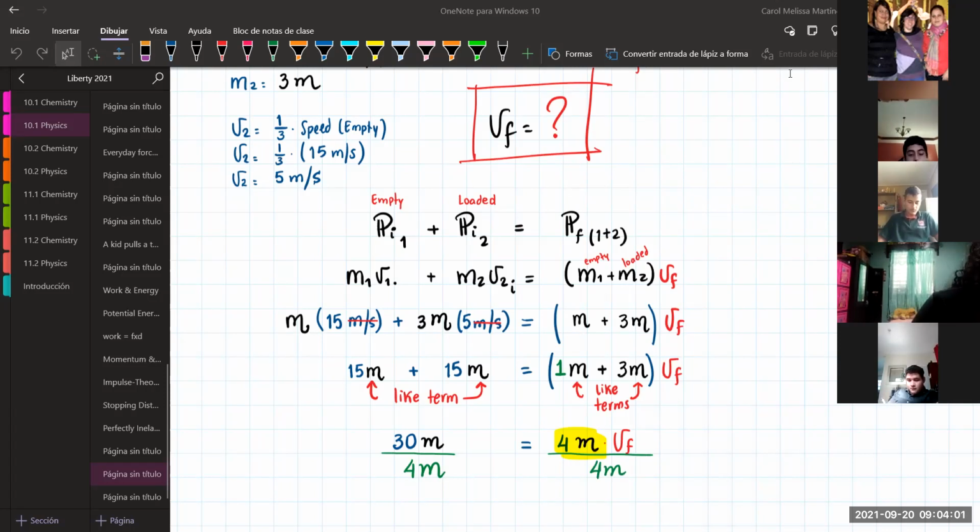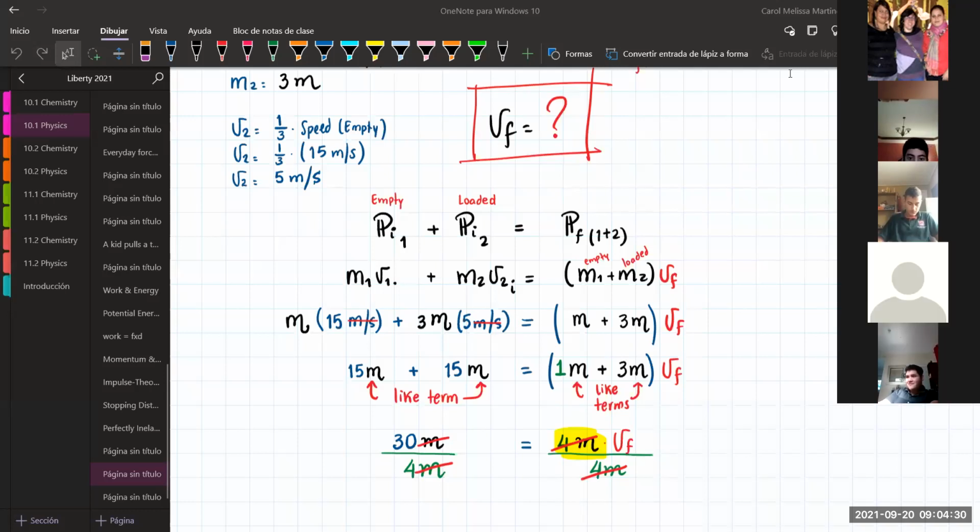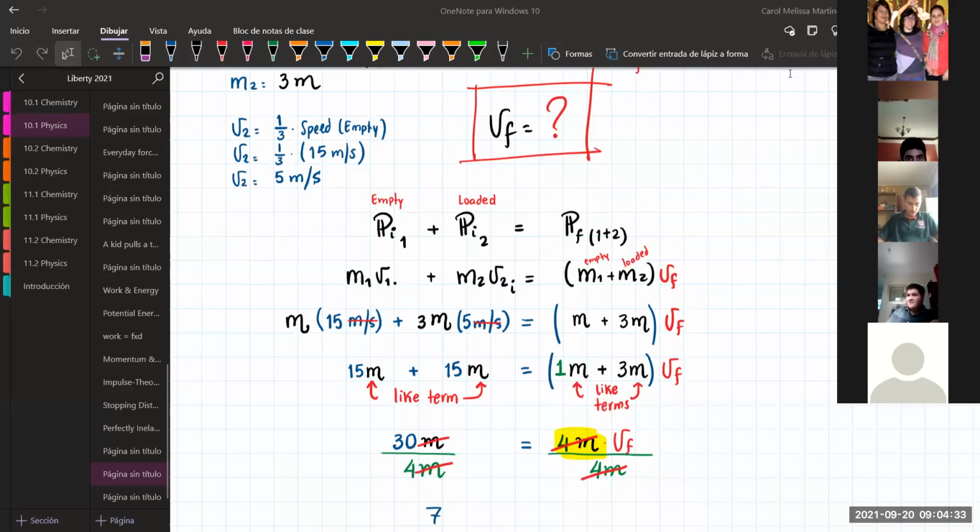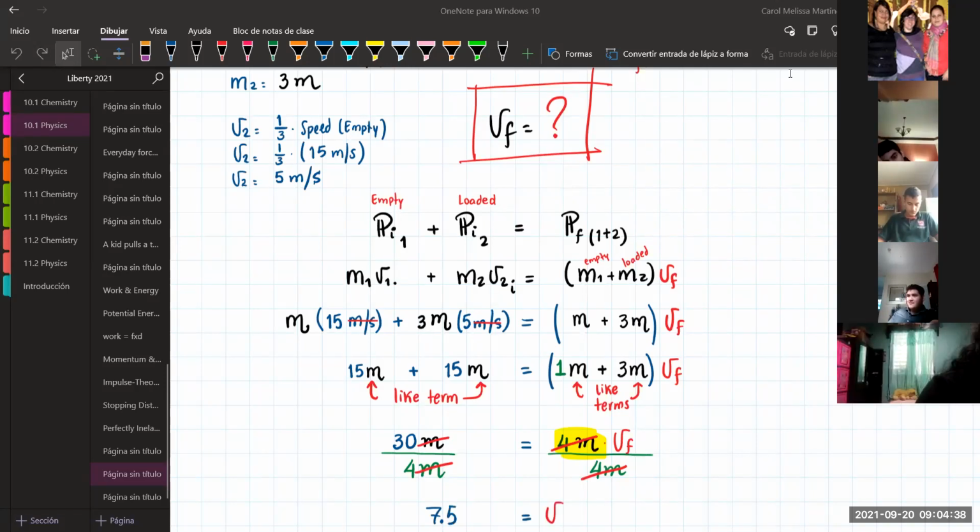This allows me to cancel 4m with 4m. Okay? But if you also notice here, you can also get rid of the masses. You can get rid of the variables, m and m are doing opposite operations, so that means that you can cancel them. How much is 30 divided by 4? 7.5. Now, this is equal to final velocity.